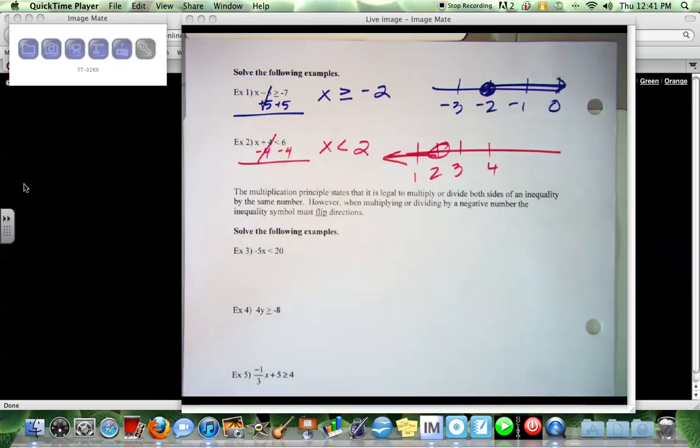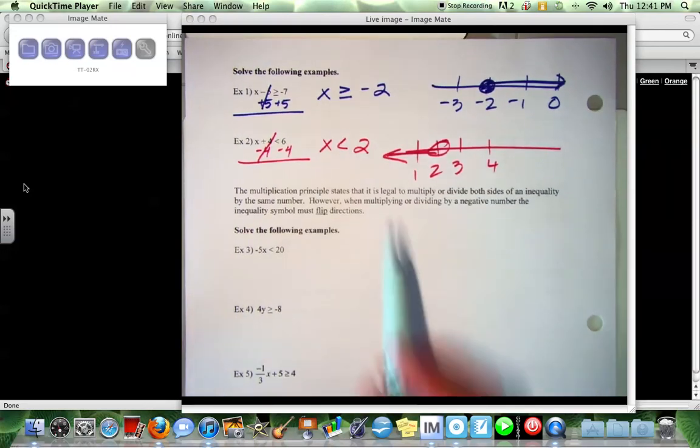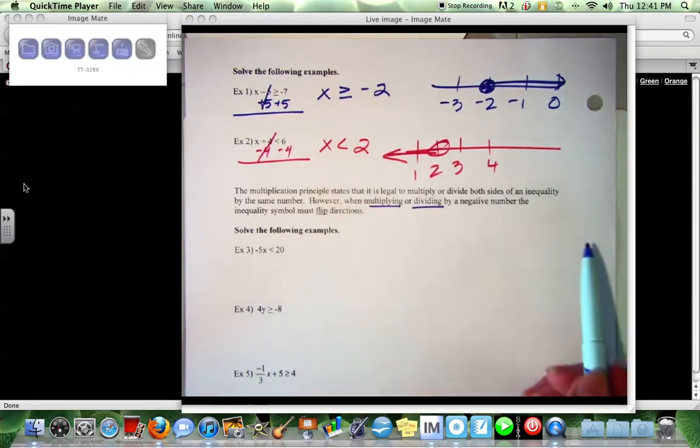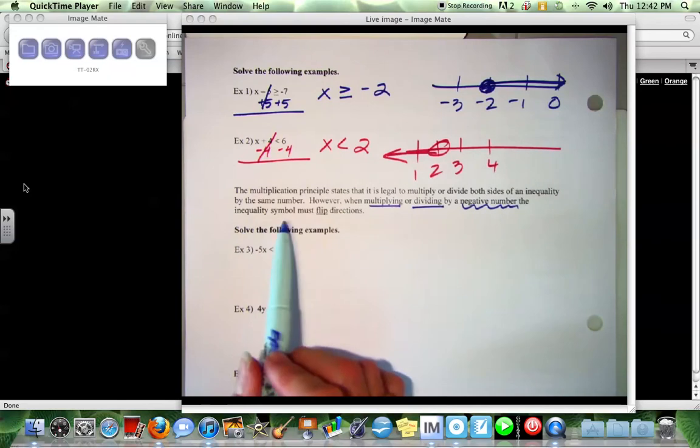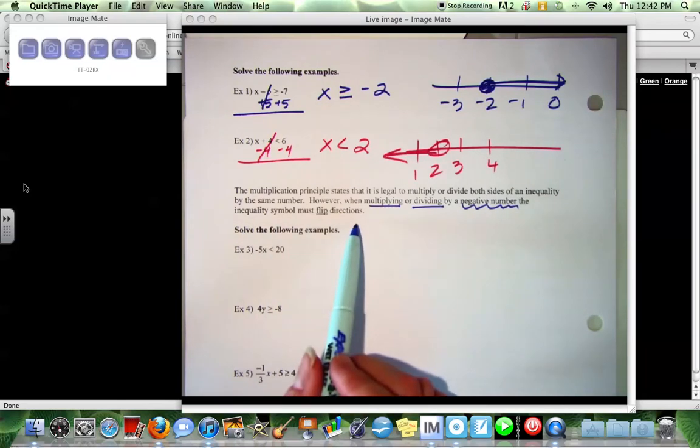Okay, good. All right, the multiplication principle states that it is legal to multiply or divide both sides of an inequality by the same number. So same thing that we did before. What you do to one side, you have to do to the other. If we're undoing multiplication or undoing division, we do it to both sides. However, when multiplying or dividing by a negative number, this is very important, the inequality symbol must flip directions.